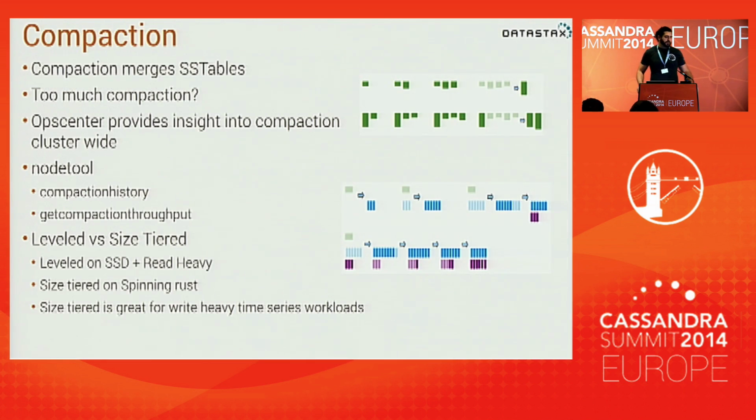All right, compaction trips a lot of people up. It's basically the process of merging SSTables. You've got a couple different options. The default one, size-tiered compaction, has been the one that's come with Cassandra for a long time. It's really good for write-heavy workloads, and it performs better on spinning disks than the other option that's been around for a little while called leveled compaction.